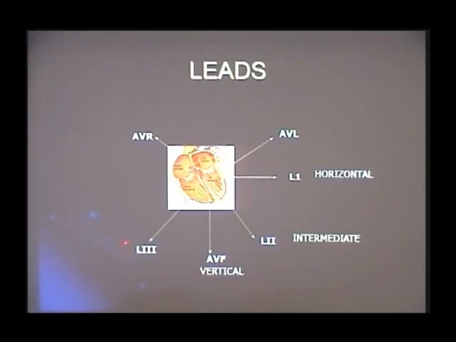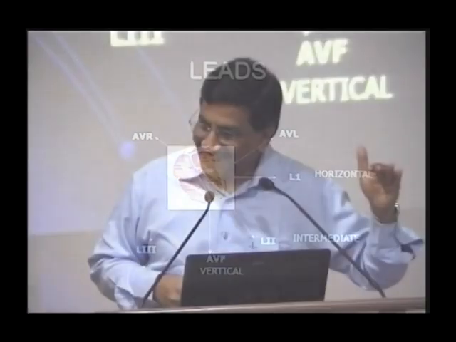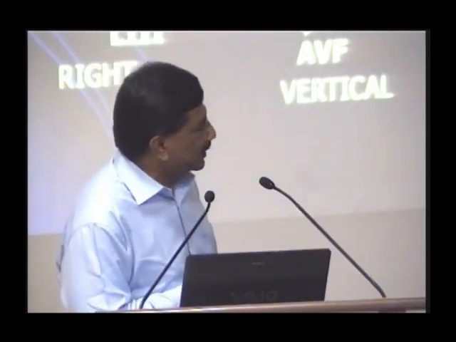L3 is what lead? It is directing inferior and right. So what lead is L3? Right. L3 is right because it is going to record my inferior and rightward vector. Remember, from the left upper limb towards the left foot. So it was directing towards the right side. So lead 3 is right.